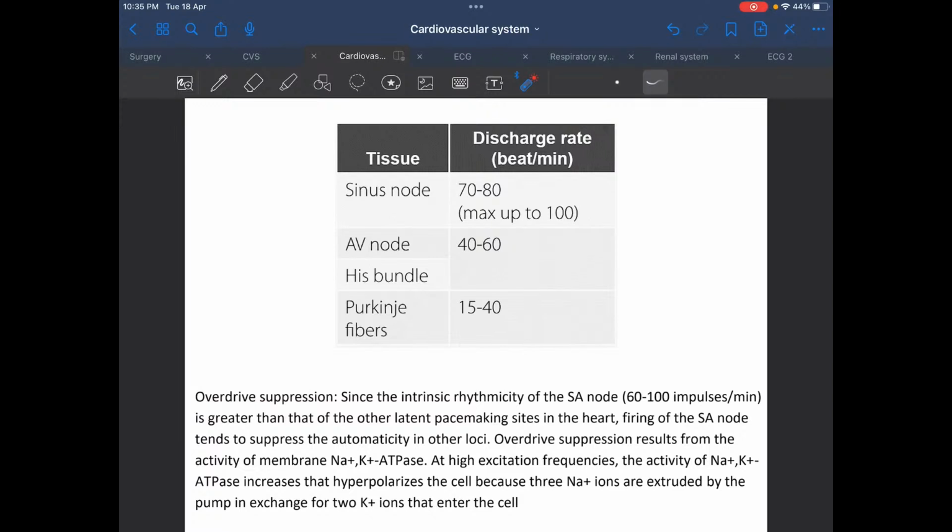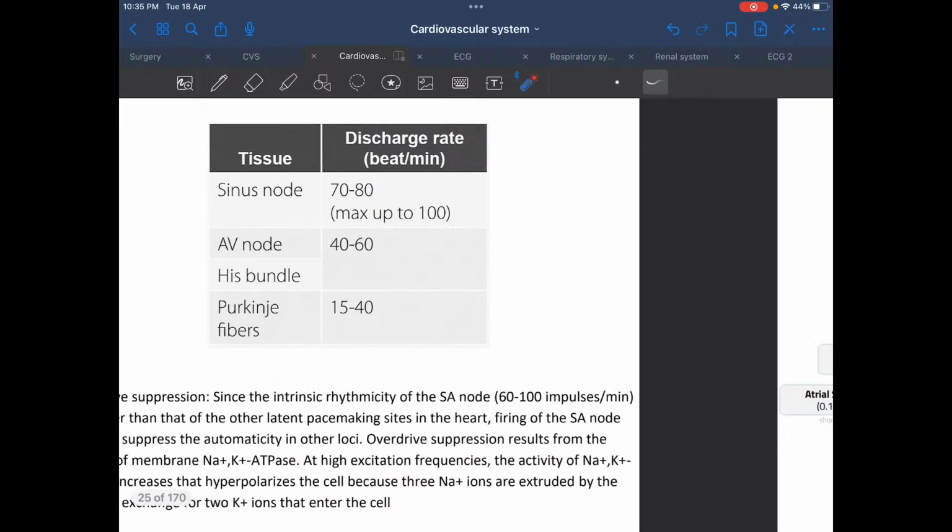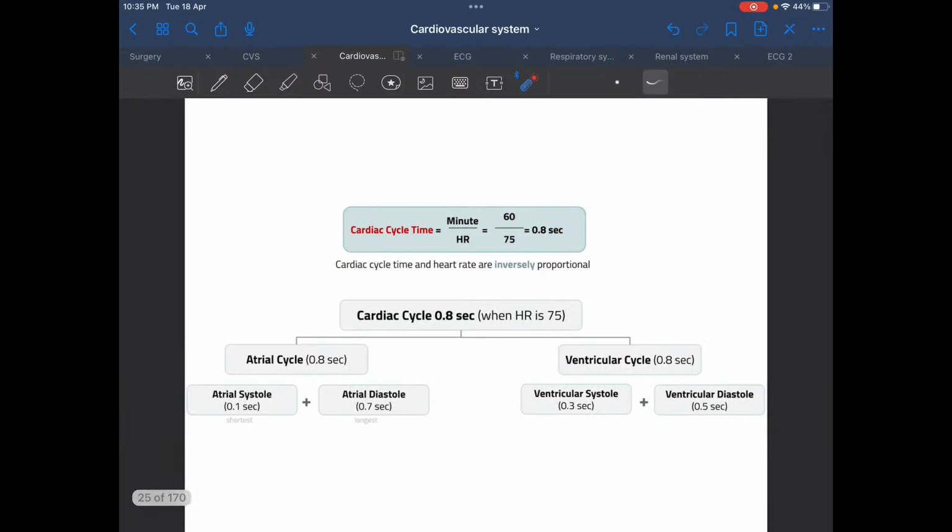What do I mean by that? What I mean is, whenever the SA node is firing at such a high discharge rate, what's going to happen? Since the rhythmicity of the SA node, that's 60 to 100 impulses per minute, is greater than that of the other latent pacemaking sites in the heart, that is your AV node or your His bundle or your Purkinje fibers, firing of the SA node tends to suppress the automaticity in the other loci. So this is known as overdrive suppression. Okay? Very important. Right.